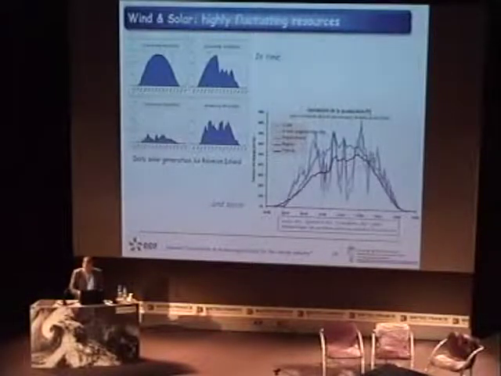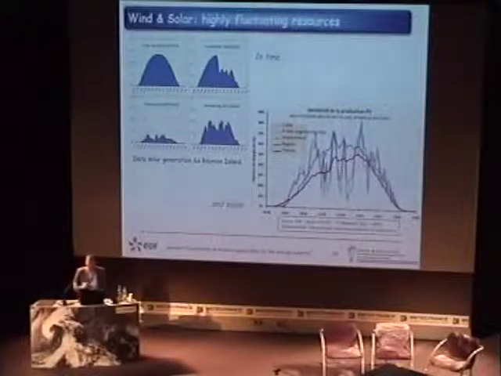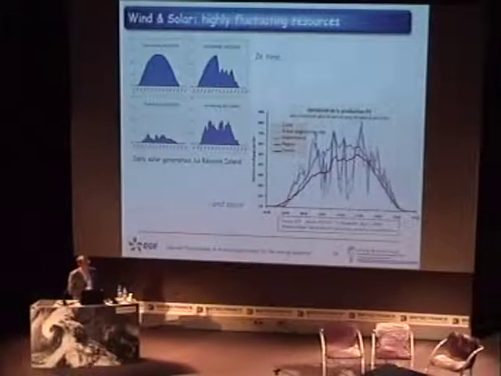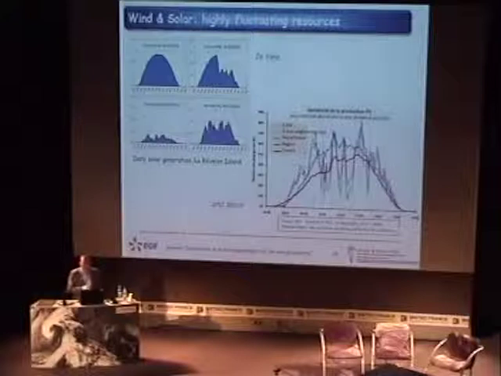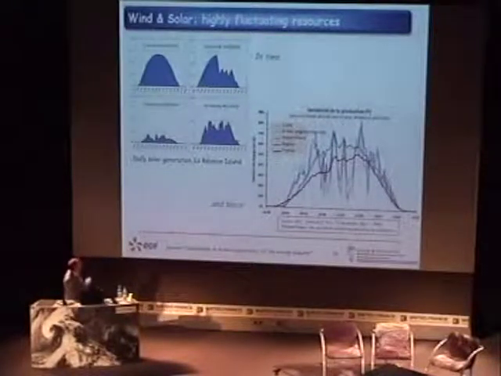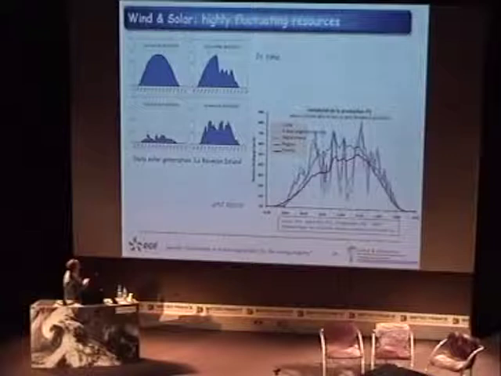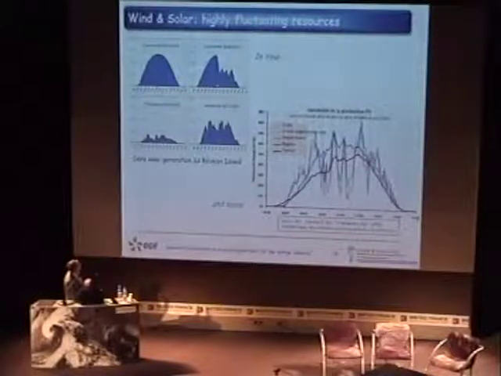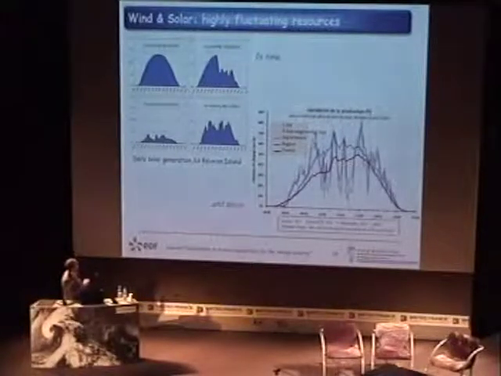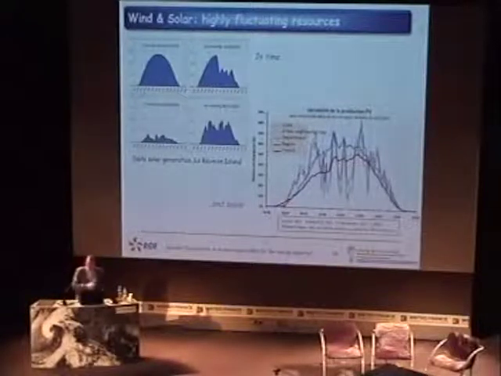I will probably speed up with these ones because I think all of you know that. But wind and solar, of course, are highly fluctuating resources, both in time and space. This is an example from La Réunion Island for 4 typical days of production: a clear sky condition, a very cloudy day, a very variable day, and another one which is typical of La Réunion with a clear sky in the morning and then a drop-off of the production. So this is the time variation of the production.